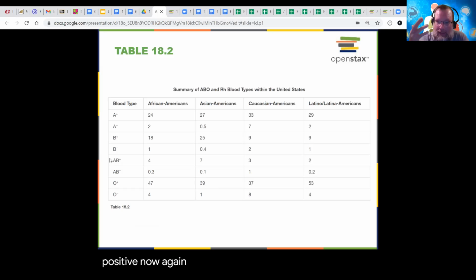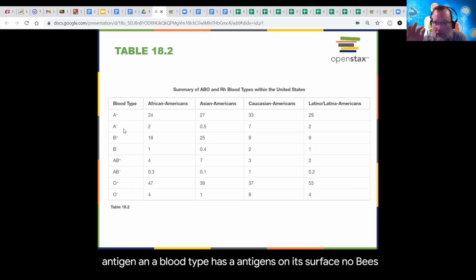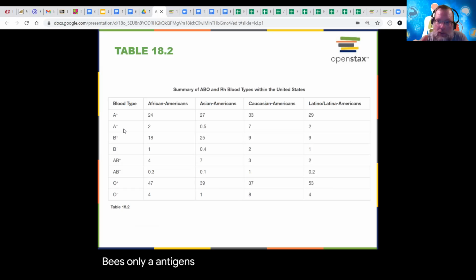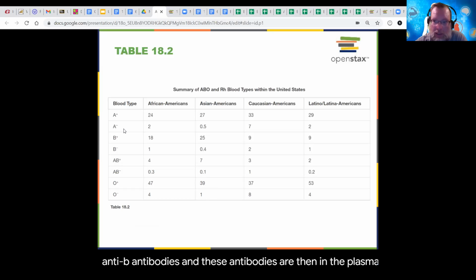Now, again, an antigen is going to be related to the production of antibodies. So let's get away from RH for a second and just look at the A blood type. An A blood type has A antigens on its surface, no B's, only A antigens. So it's going to produce antibodies called anti-B antibodies. People with blood type A produce anti-B antibodies, and these antibodies are then in the plasma of the blood.